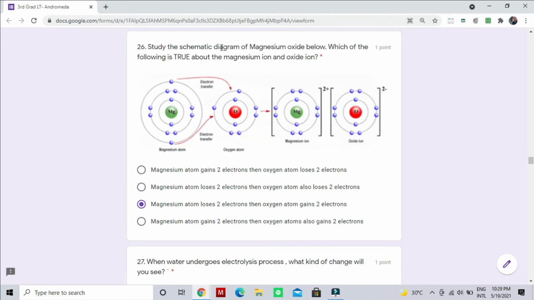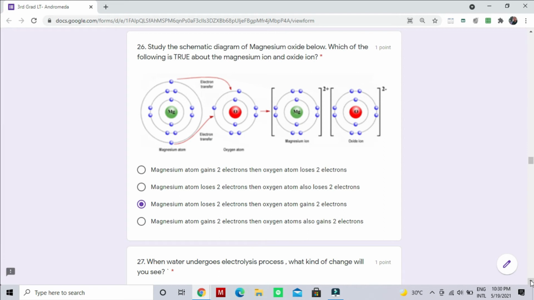Question number 26. Study the schematic diagram of magnesium oxide below. Which of the following is true about the magnesium ion and oxide ion? The correct answer is magnesium ion loses 2 electrons, then oxygen atom gains 2 electrons.